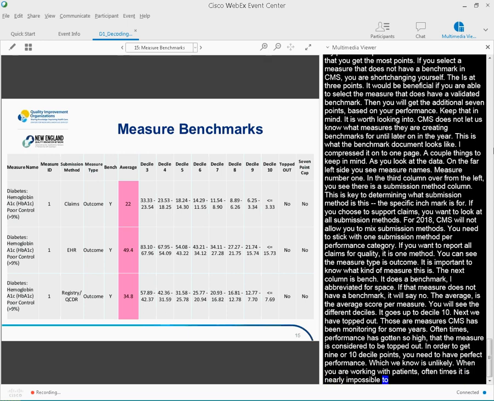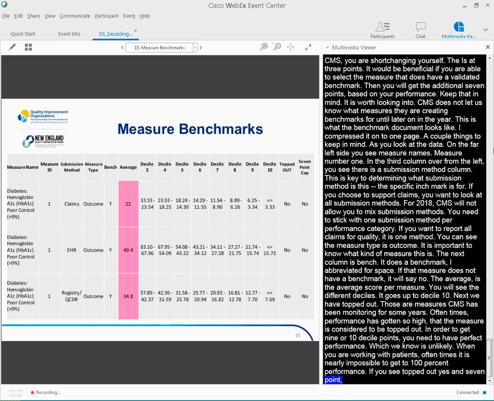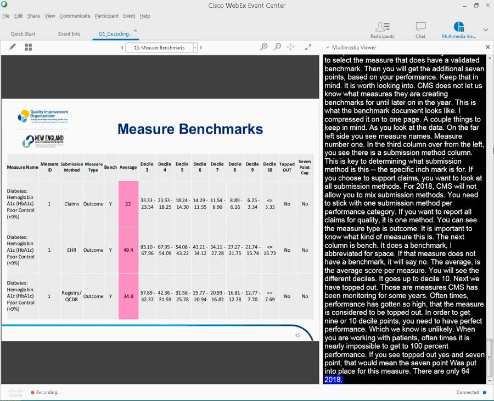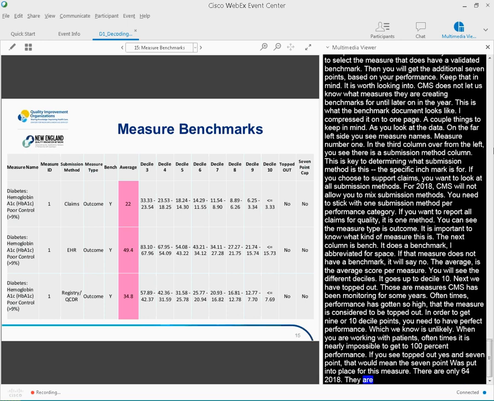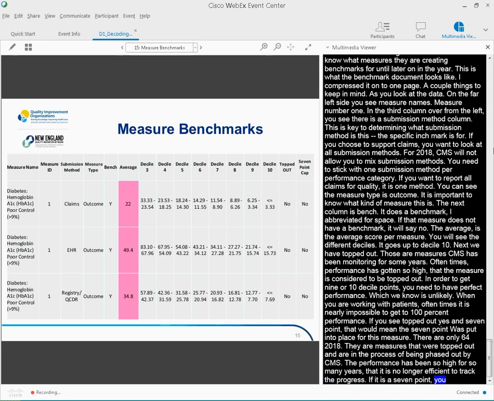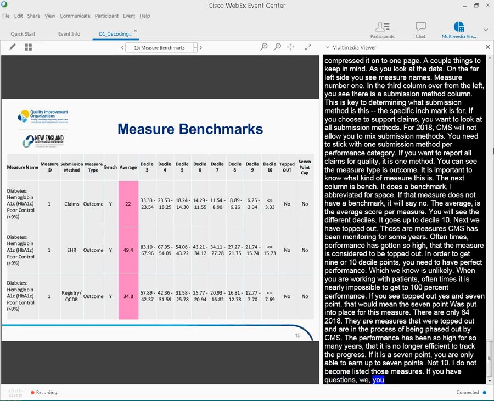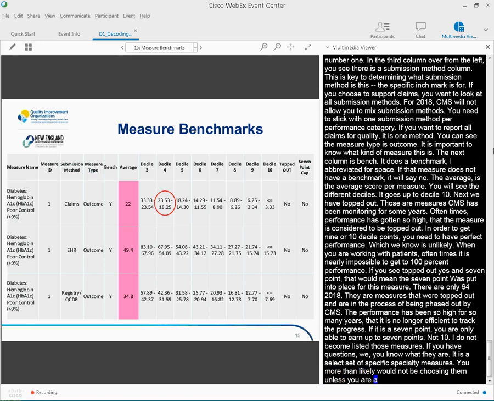If you see topped out yes and 7-point cap, that would mean that that 7-point cap has been put into place for this measure. There's only 6 for 2018, and these are measures that have been topped out and now are in the process of being phased out by CMS, again, because their performance has been so high for so many years that really it's no longer efficient and effective to be tracking their progress. If it's a 7-point cap, as you can imagine, you're only able to earn up to 7 points, not the full 10 points. I don't think I list those measures, but if you have questions about those measures, we can let you know what they are. It's a very select set of very specific specialty measures that more than likely you wouldn't be choosing unless you're one of those specialists.